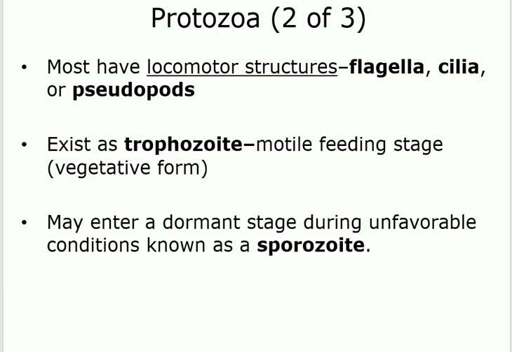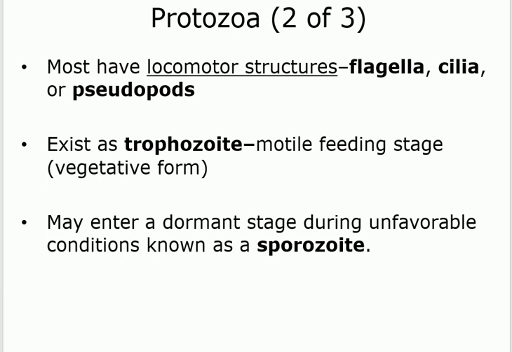Protozoa usually have locomotor structures. Remember the fungus, the yeast, does not have locomotor structures. Remember we said all organelles except locomotor. Protozoa do have locomotor structures, whether we're talking about flagella or cilia or pseudopods, they have something to help them move, most of them. Okay? Are we okay so far?